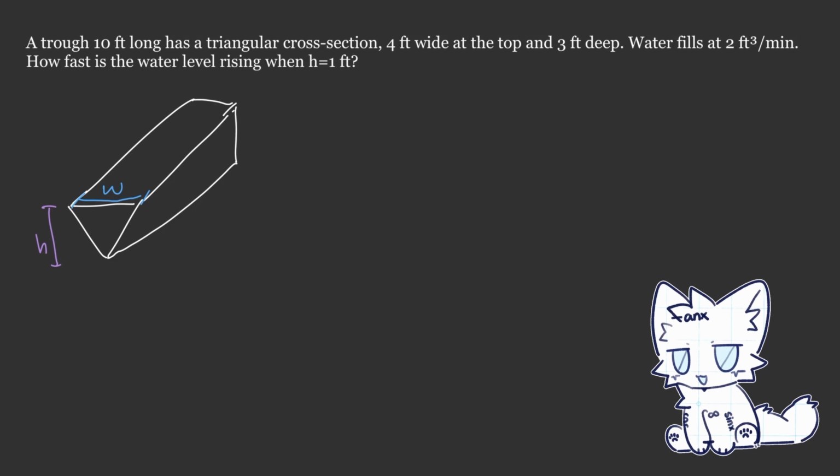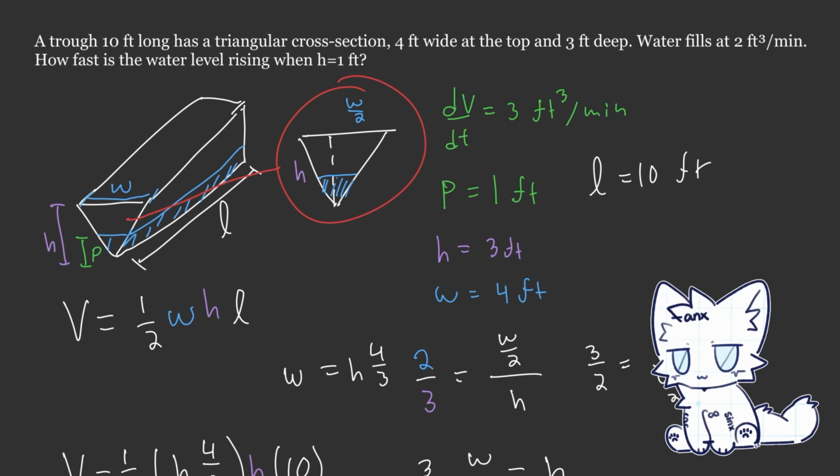So we immediately know that the change in volume is positive 3 feet cubed per minute. Okay, I made an error. This is supposed to be 2. I read the problem wrong. 2 feet cubed per minute.